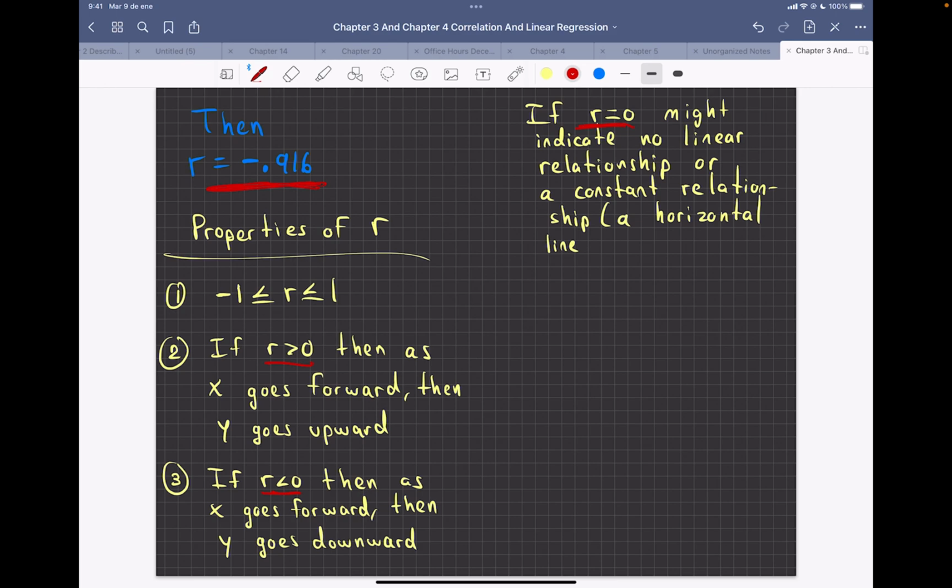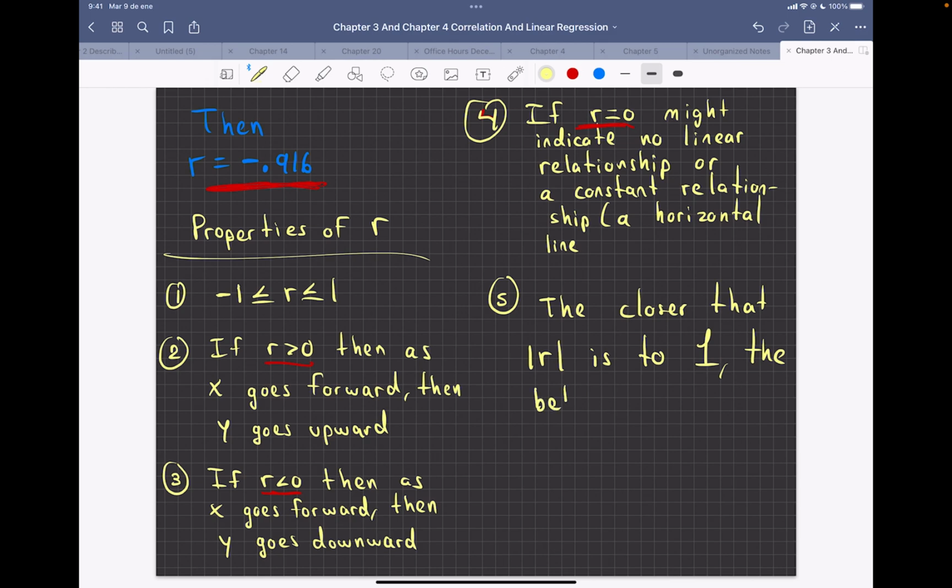All right. Another important thing: the closer the absolute value of r is to 1, the better the linear relationship.